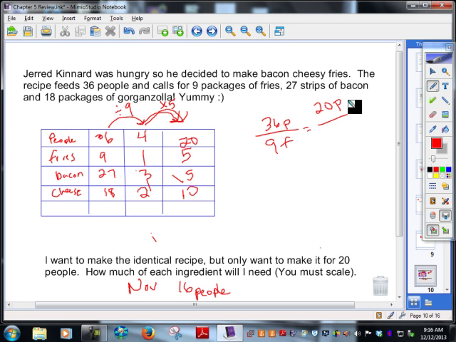Did you guys hear me? Yeah. It's not going to be right. You got to scale. Now, some of you are doing the unit rate. Well, what if I did one person? That's fine. But I'd rather you find a common factor.